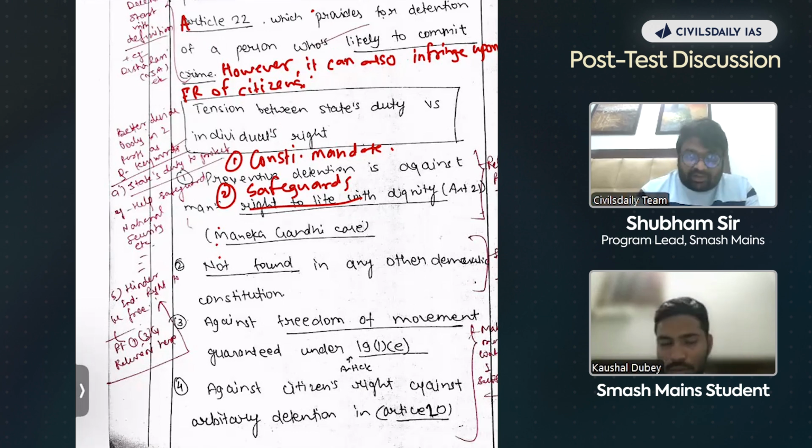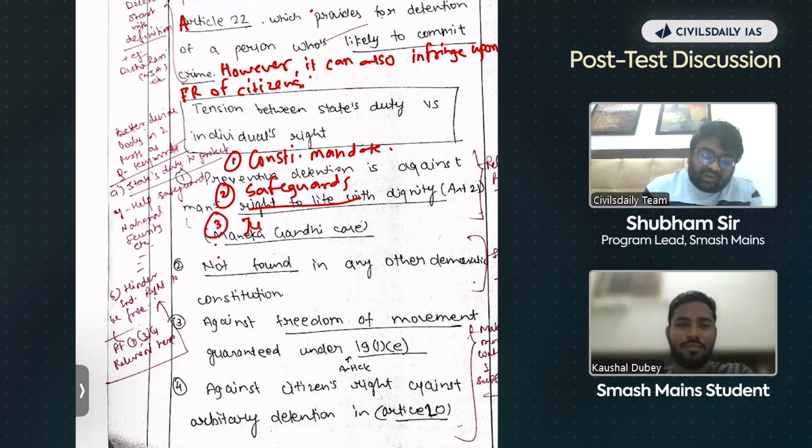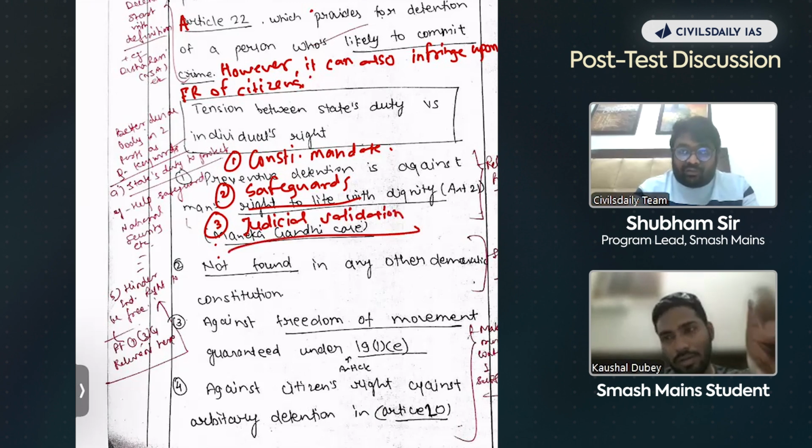For preventive detention, you have safeguards like the detainee has to be conveyed the grounds for the detention within 24 hours, and he has the right to representation. Those are the safeguards. Then the third point, again, is judicial validation. So even all these three should also be separate subheadings sort of. Yes, these will be the subheadings.